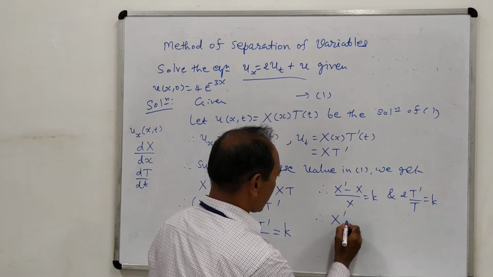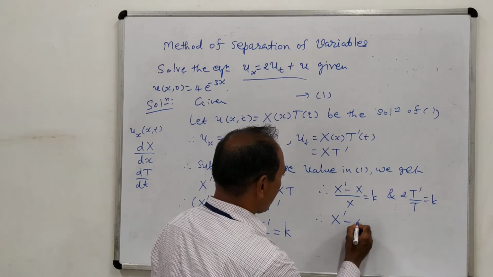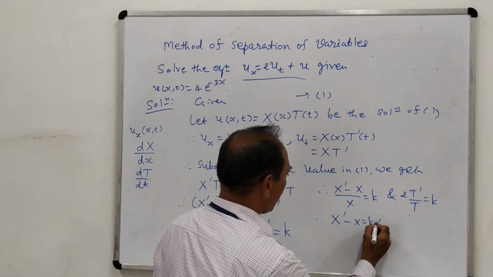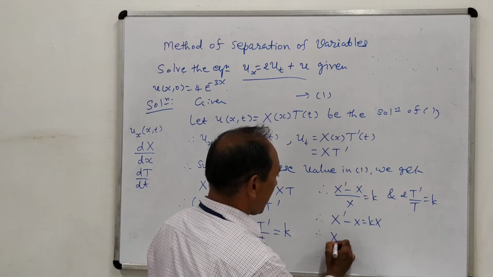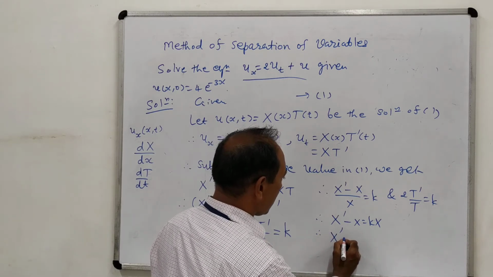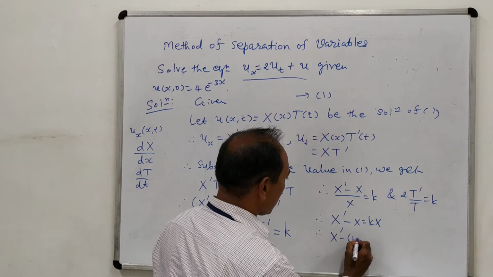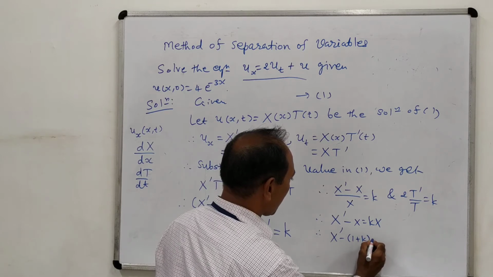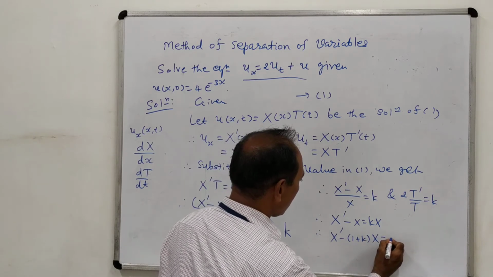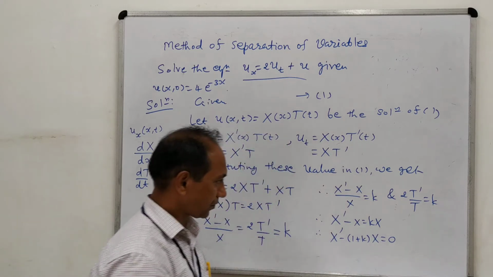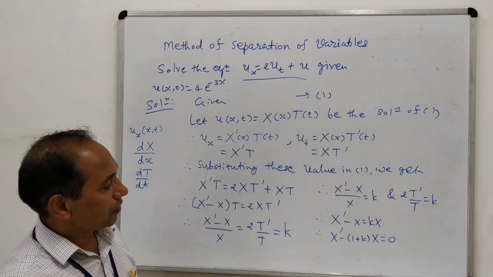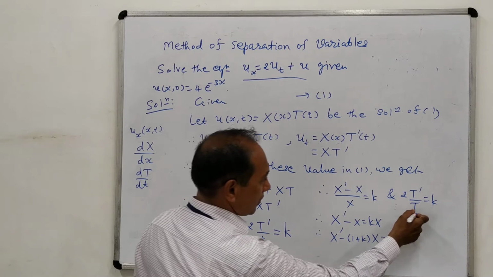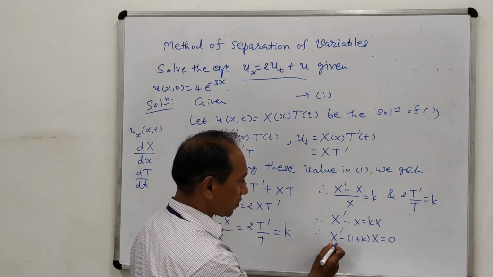So we will just arrange the terms: capital X dash minus capital X equal to capital KX. Therefore capital X dash minus 1 plus K into capital X equal to 0. Okay, so you can see we will solve this equation later on. First we will solve this part.